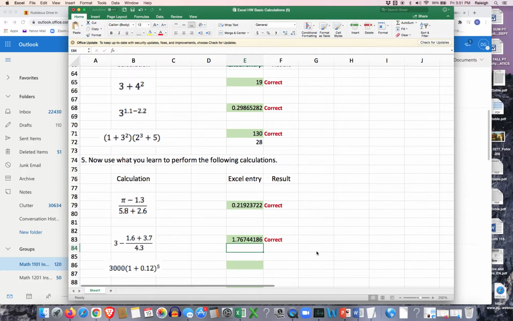So 1.7 seems reasonable. That's about 5 over 4, so that's about minus 1 something. So 3 minus 1 and change gives you a little less than 2. Okay, that sounds right. So let's try this one with the equal sign.